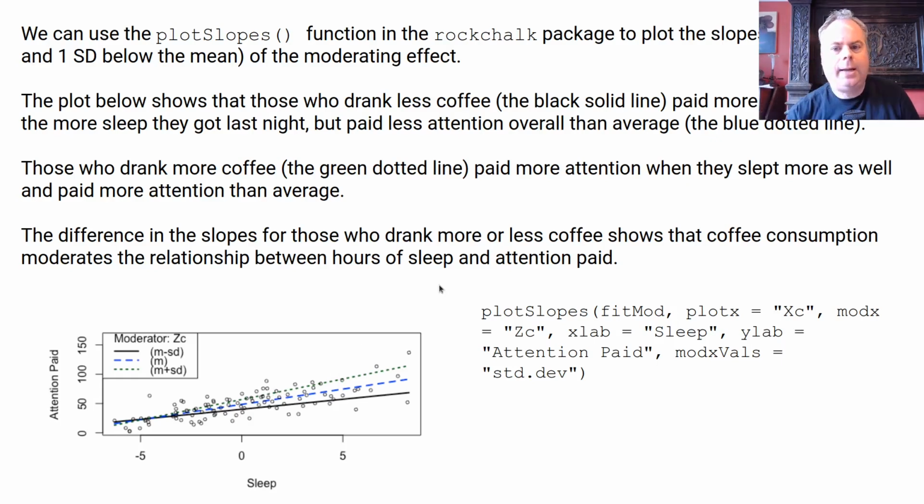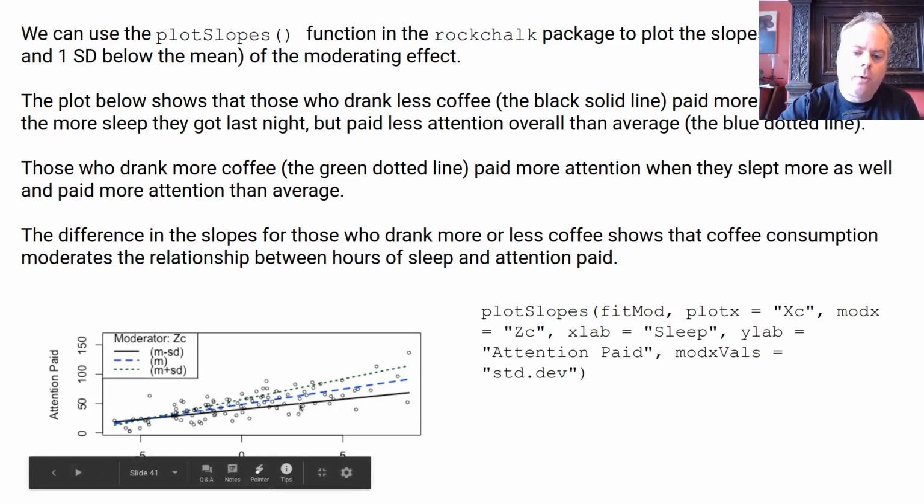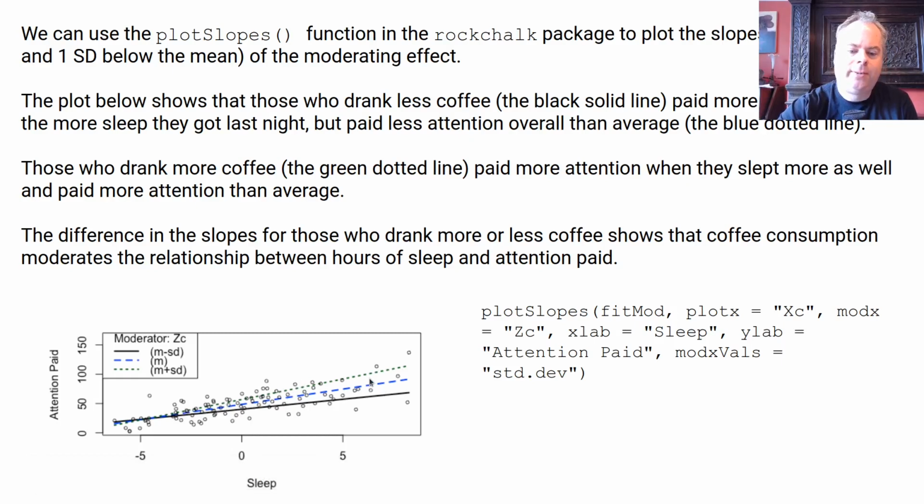What that plot indicates is that the black solid line, which corresponds to the mean of that variable minus one standard deviation, represents those who drank less coffee. They paid more attention with the more sleep that they got last night. That's actually true for all three, but they paid less attention overall than average, which is indicated by the blue dotted line. So although each of these three lines goes up, in other words, attention paid increases as a function of number of hours of sleep the night before.